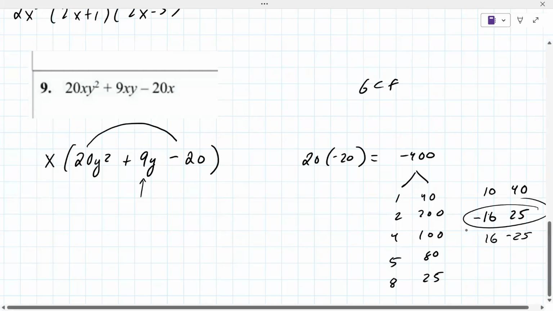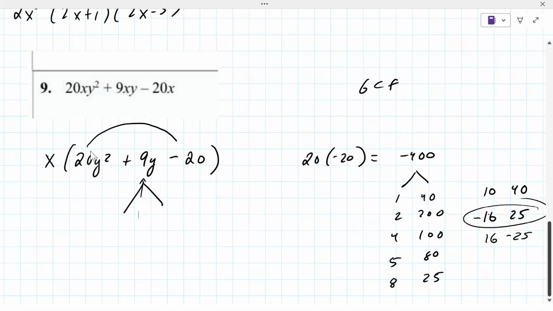What I didn't really emphasize in the previous problem is that you have to choose. Is it minus 16y plus 25y, or is it 25y plus 16y? It's up to you. Which one pairs better with the 20? Does minus 16 pair better with 20, or does 25? That's up to you. What do you say? There's not a wrong answer. Probably minus 16. All right, so negative 16y plus 25y minus 20.